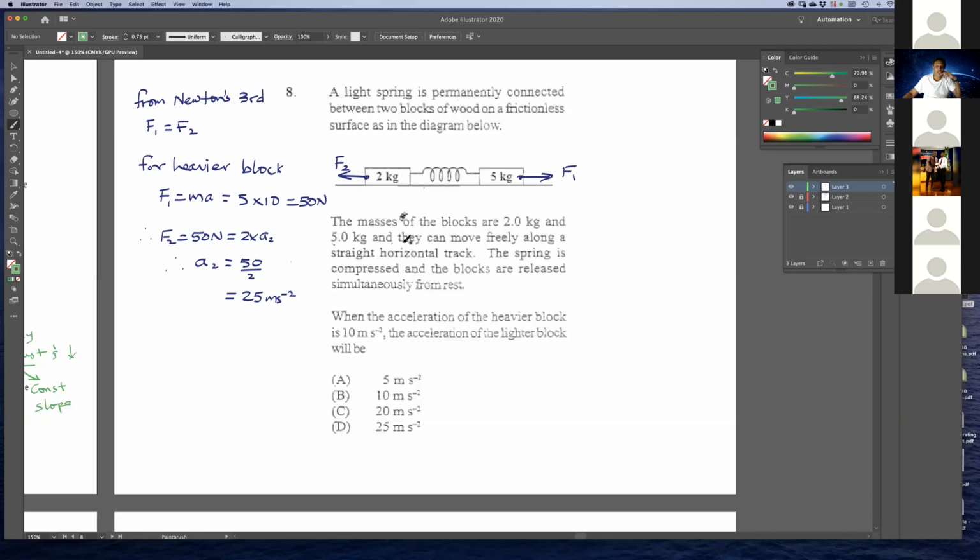And for the heavier block, they've given us some data. For the heavier block, they've given us the acceleration. Therefore, F1, which we know is equal to ma, will be 5 times the acceleration that they gave. And therefore, the force F1 will be 50 Newton, meaning that the force F2 must also be 50 and produce an acceleration of 25.